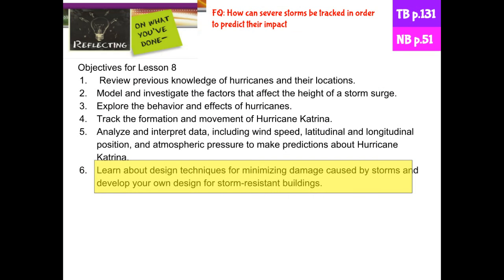Our reflection today is going to focus once again on learning about design techniques for minimizing damage caused by storms and developing our own design for a storm-resistant building.